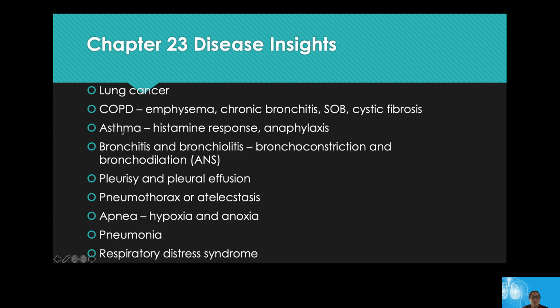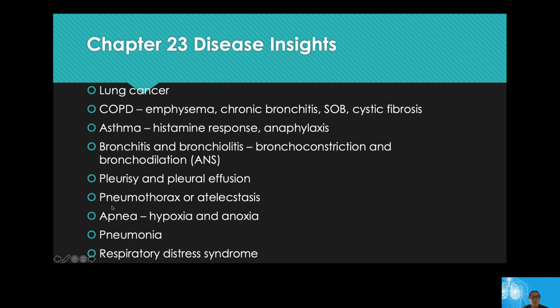We discussed throughout this chapter asthma and how it can be exacerbated by the histamine response, and it causes a sensation of anaphylaxis. Bronchitis and bronchiolitis, we talked about how bronchoconstriction can happen and prevent that, and then the fluid accumulation. When we learn about the lung structure, we learn about the pleural fluid, but I'll mention to you pleural effusion just so you can understand that condition.